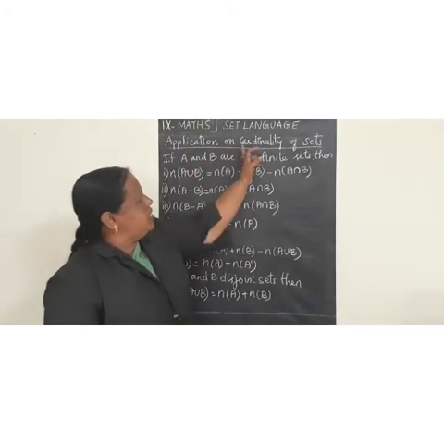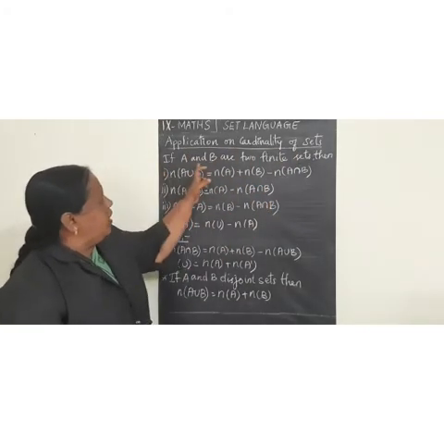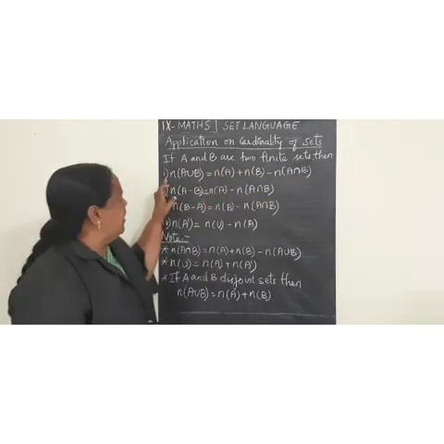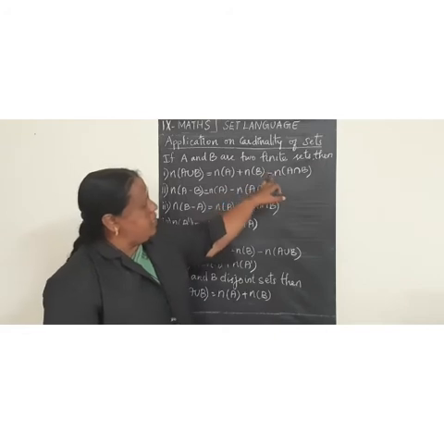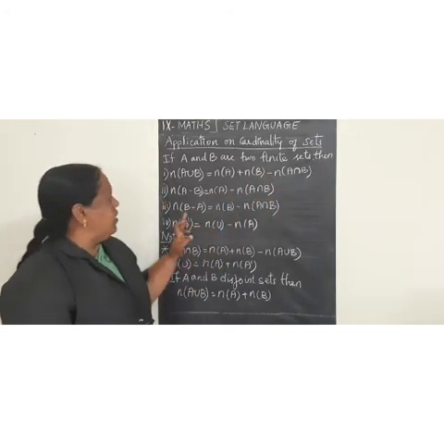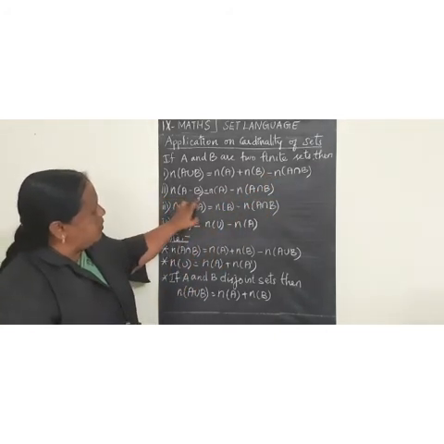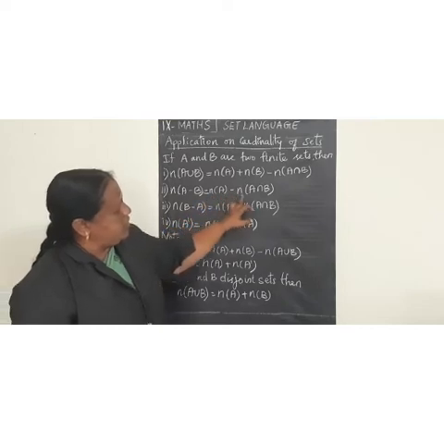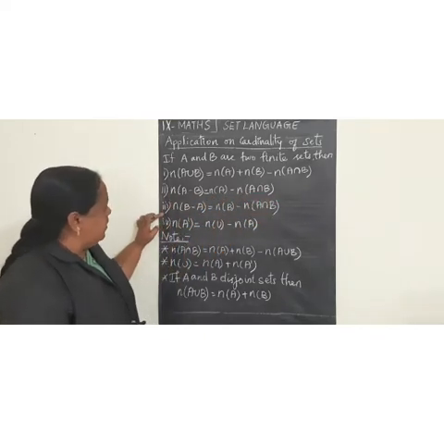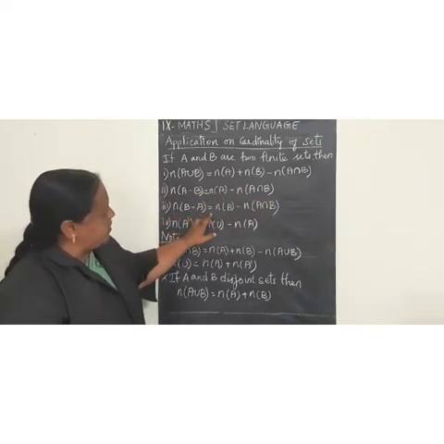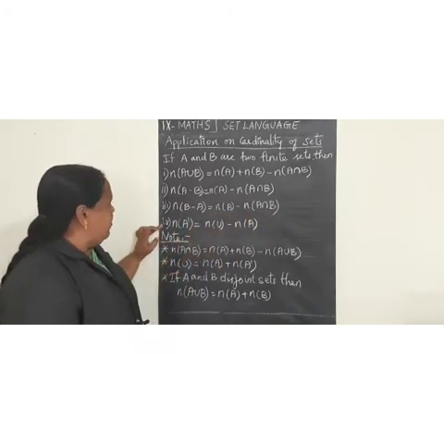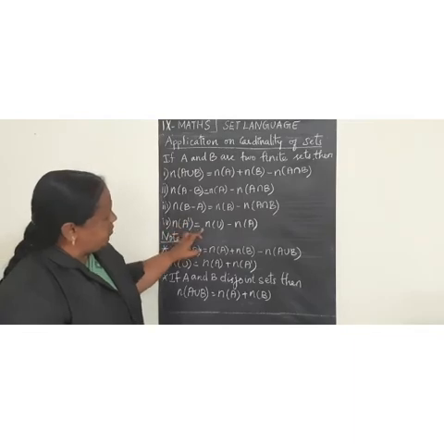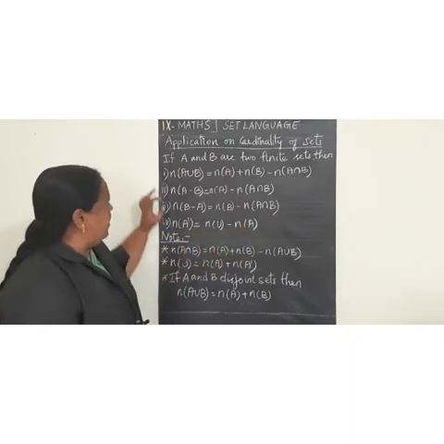Next, application on cardinality of sets. If A and B are two sets, then n of A union B is equal to n of A plus n of B minus n of A intersection B. Second one, n of A minus B is equal to n of A minus n of A intersection B. Third one, n of B minus A is equal to n of B minus n of A intersection B. Fourth point, n of A dash is equal to n of U minus n of A.